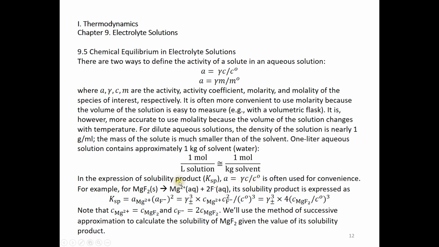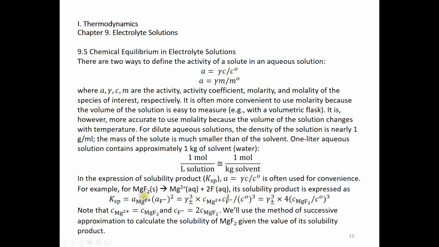In the expression of the solubility product K sub sp, A is often expressed as the activity coefficient times molar over C0. Again, it's mostly for convenience. And if you do that, usually we specify the temperature, very often room temperature. In Ksp, sp stands for solubility product. So you can also say this is the equilibrium constant of solubility product. Usually we use this to quantify the solubility of an ionic compound.